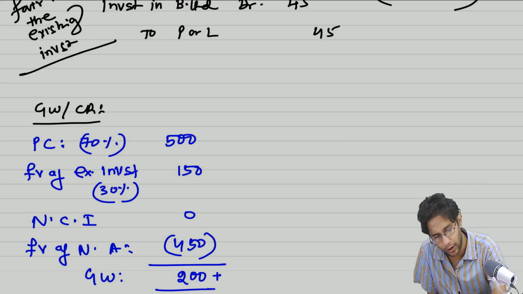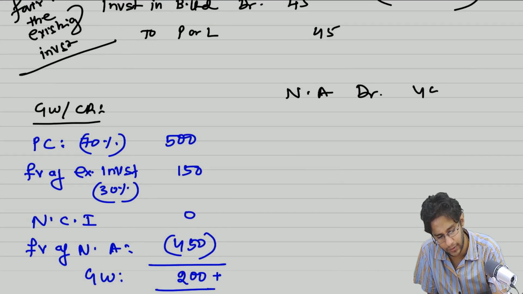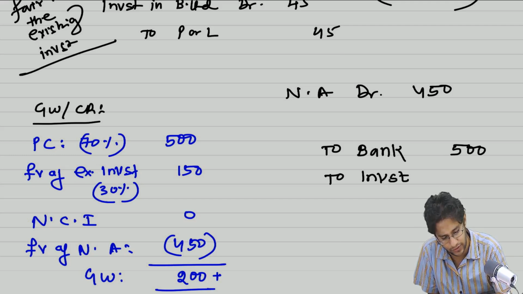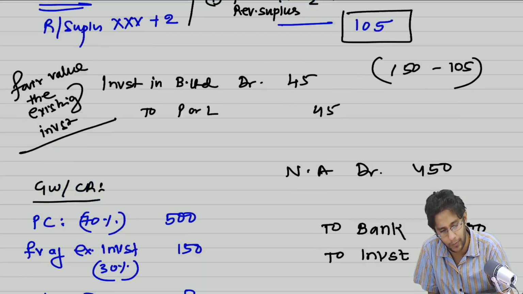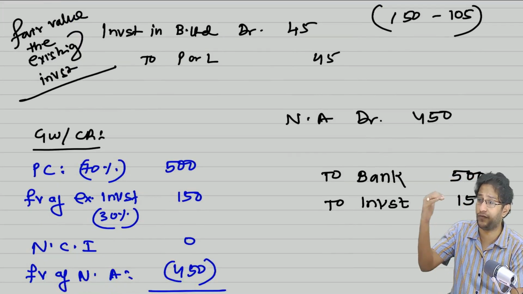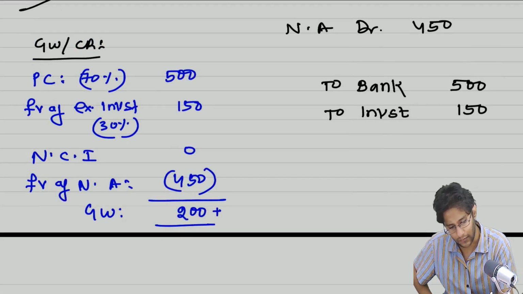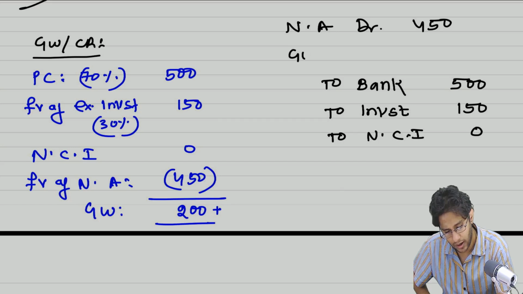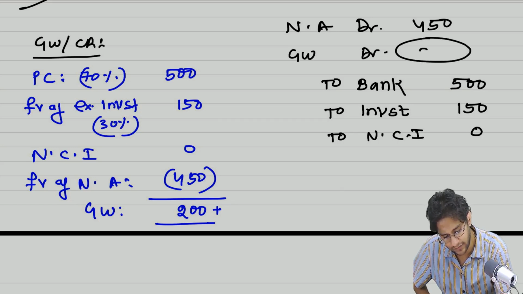Right, sir. Now coming to accounting part. So many assets, so many liabilities. Directly I'm writing net assets account debit 450, to bank, today I paid 500. The existing investment is there. That investment cannot appear in my books. That should die, sir. That was actually appearing only at 105. I fair valued it to 150 and now I'm cancelling that investment. If at all NCI is there, I'll create NCI also, but in my case NCI is not there. And therefore goodwill will come out as a balancing figure 200.